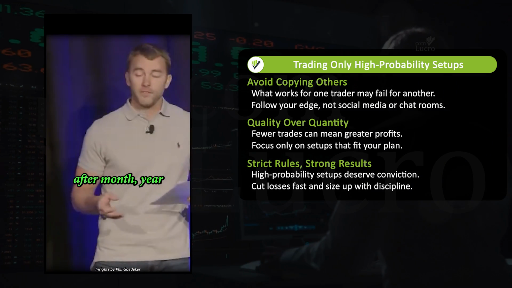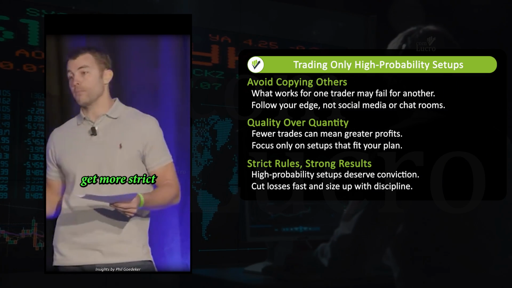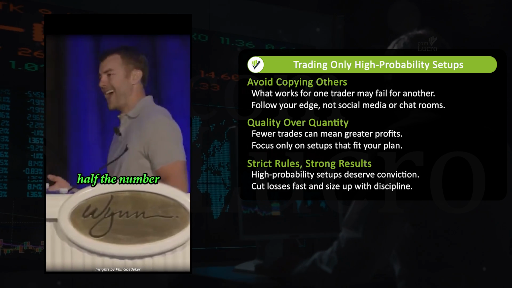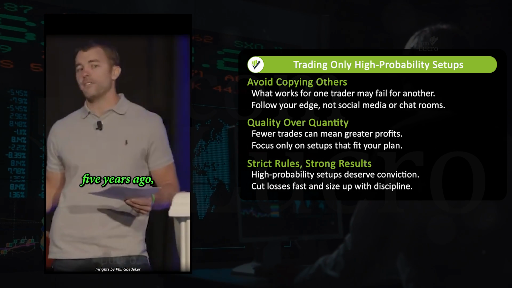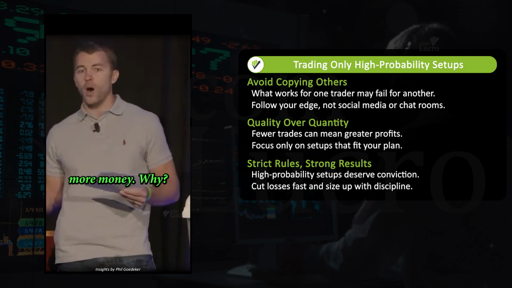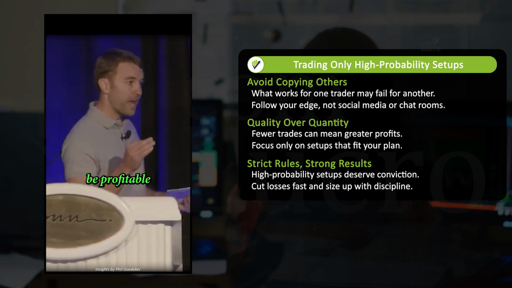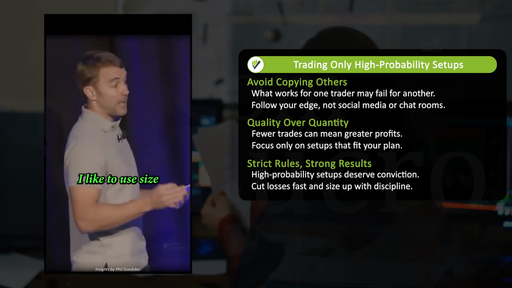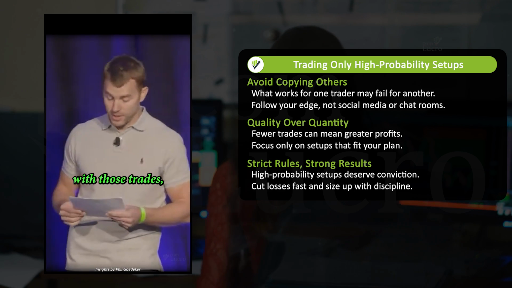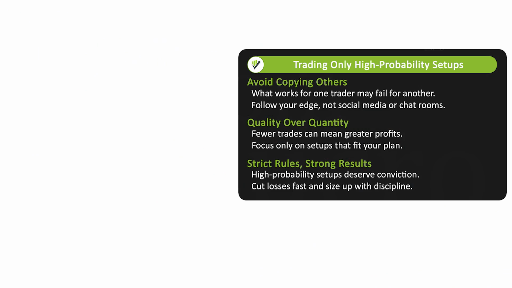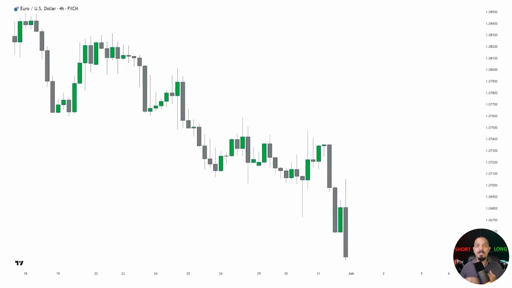That's why month after month, year after year, I personally get more strict about the trades that I place. I probably place half the amount of trades I did maybe just 5 years ago, but I make way more money. Why? Because I trade the high probability setups that I know I'm going to be profitable 80 to 90% of the time. I like to use size with those trades, and I have very strict rules when it comes to cutting losses. Now let's take a look at a real chart example.